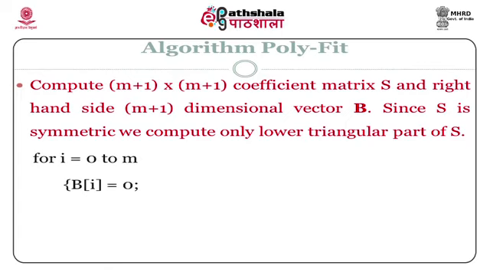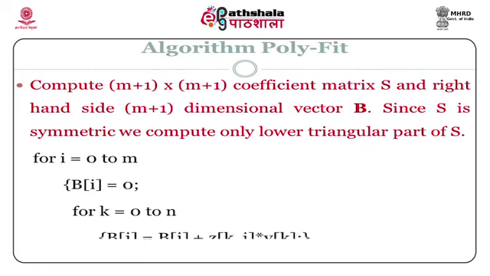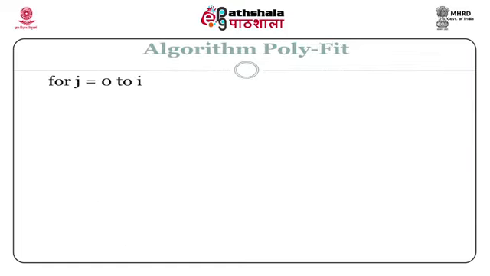So bi equal to 0, and then for k equal to 0 to m, we are adding bi equal to bi plus zki. Zk is xk raised to I into yk, and that sum we are calculating. So all the components of the right hand side vector are calculated like that, and then we are calculating those sums.